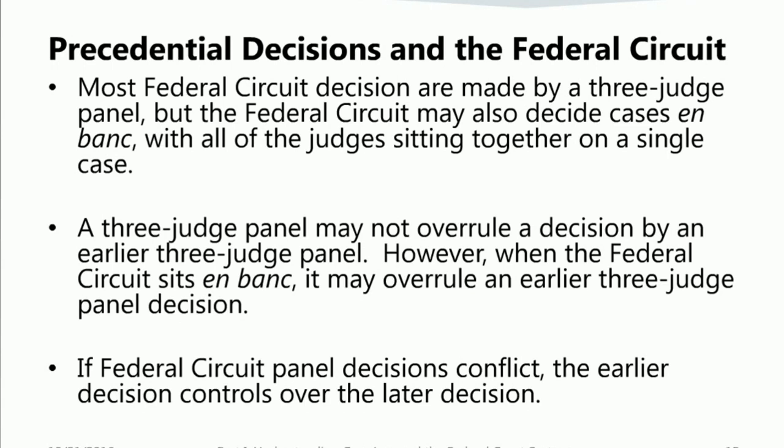Thus, if a later Federal Circuit panel decision were to conflict with an earlier one, the earlier decision would control. Finally, when the Federal Circuit sits en banc, it can overrule its own earlier en banc decisions. The important point to remember is that it always takes an en banc decision to overrule any earlier decision.